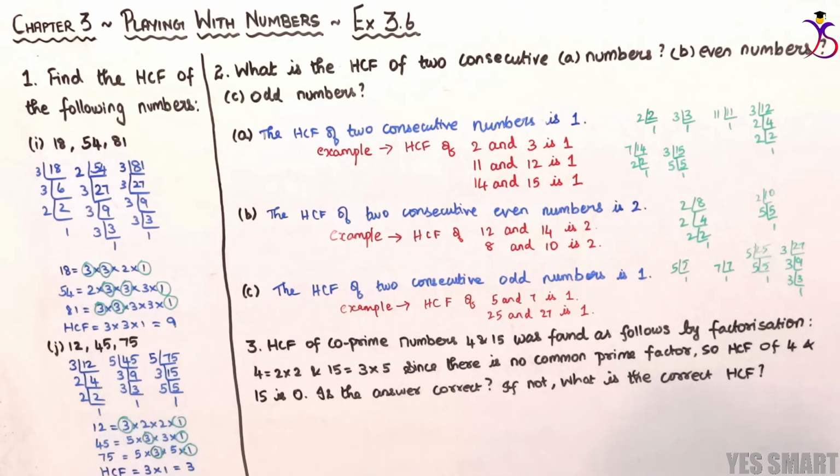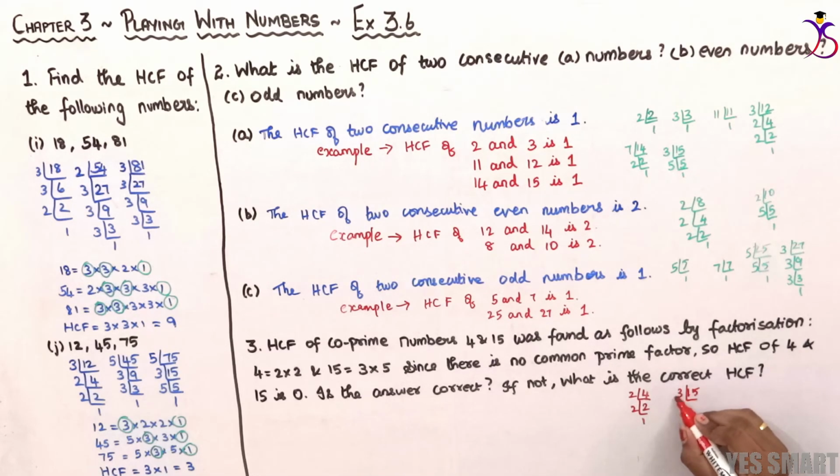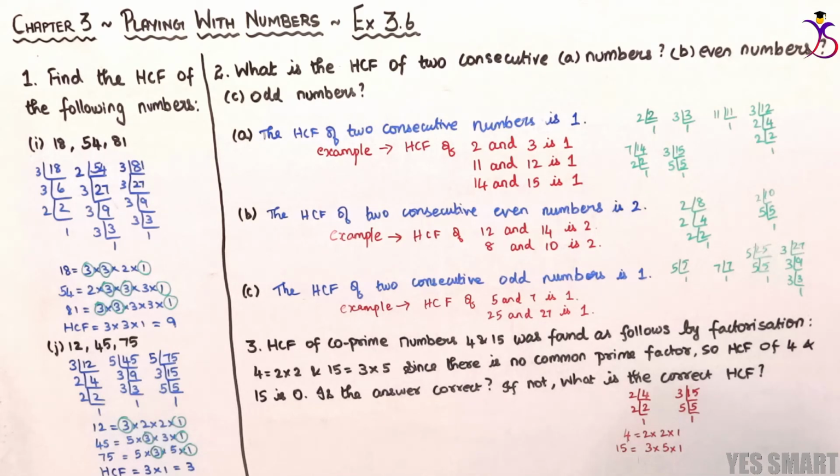Let's check it by solving. For 4, we will solve it like 2 twos are 4, 2 ones are 2. For 15, 3 fives are 15, 5 ones are 5. Now let's write the factors. For 4, it is 2 into 2 into 1. For 15, we will have 3 into 5 into 1. Hence, on observing, we have the common factor as 1. But they have given it as 0. So, no, the answer is not correct.